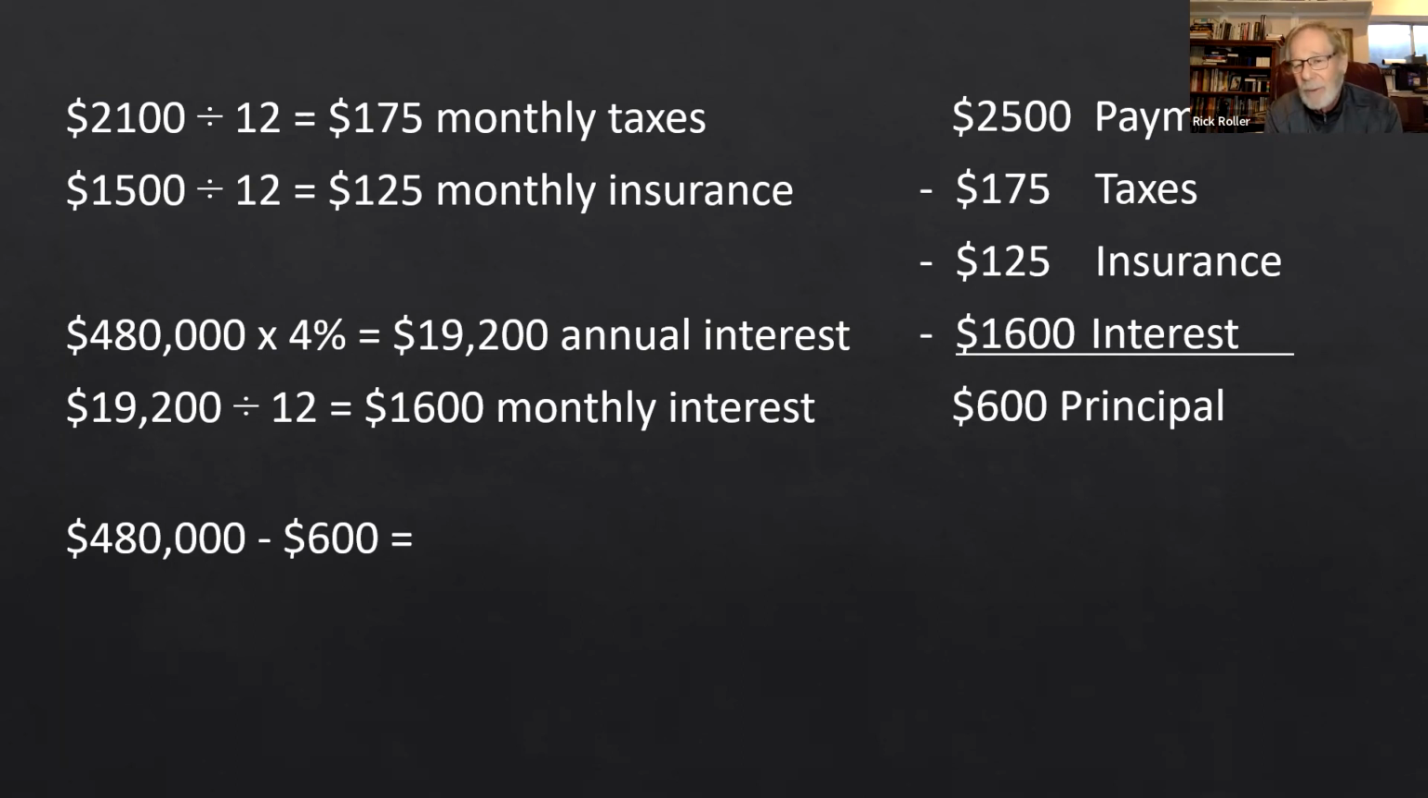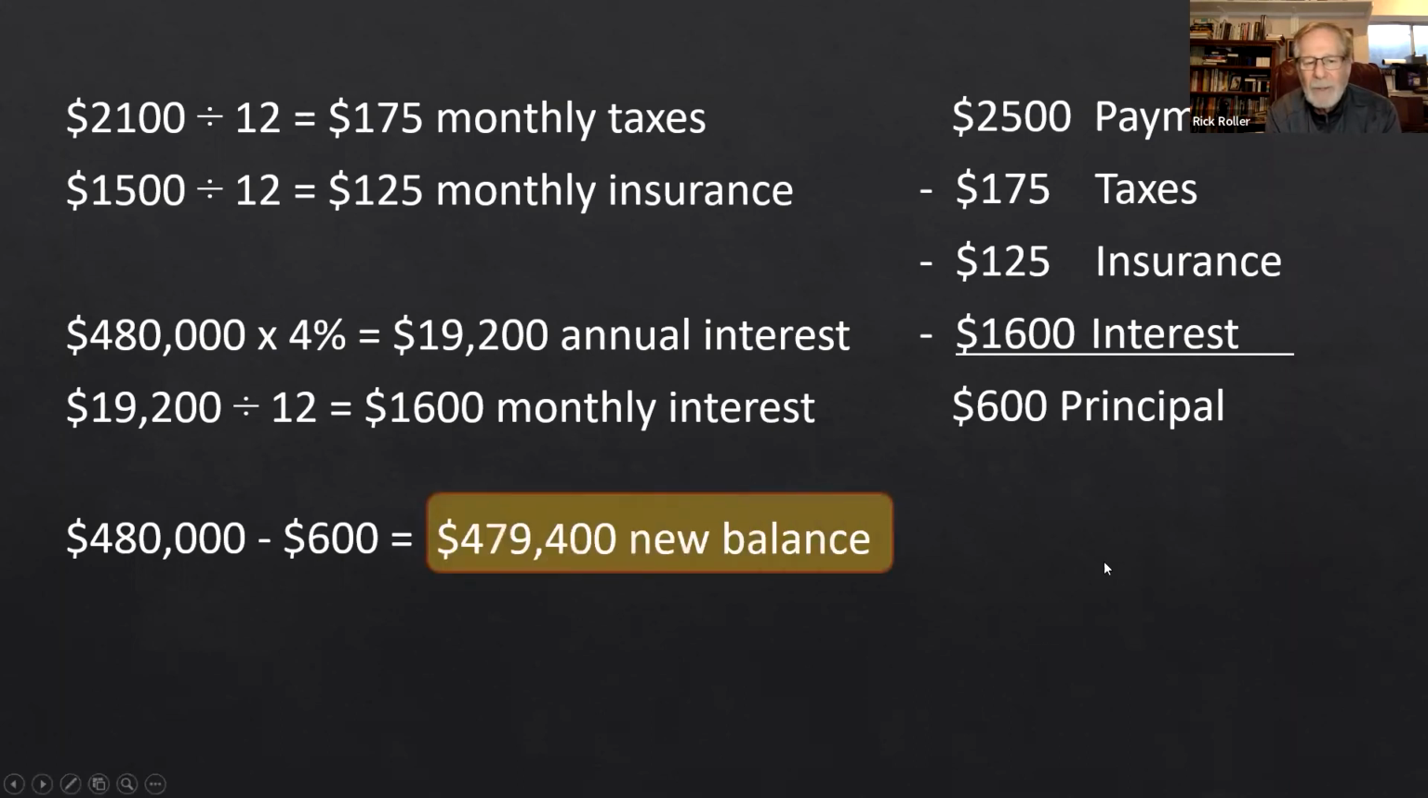Remember, we're solving for the loan balance, so we're not done yet. We know the loan started out at $480,000 minus that first principal reduction of $600. So our answer, folks, is simply what? It's $480,000 minus $600. The new balance will be $479,400.